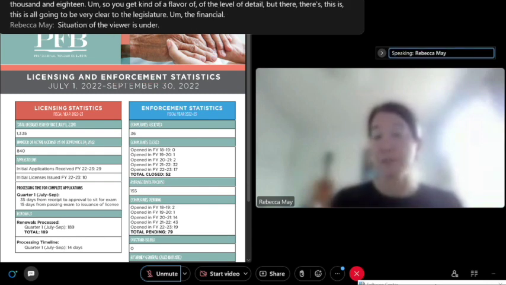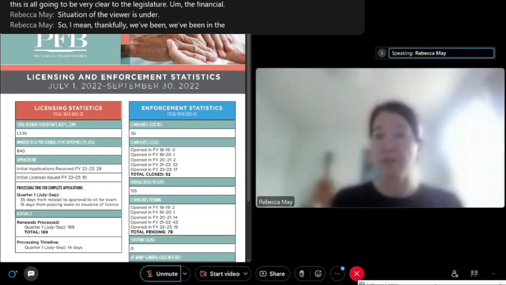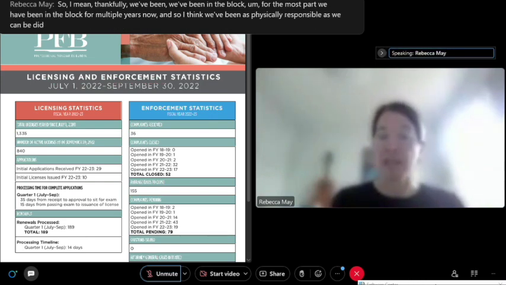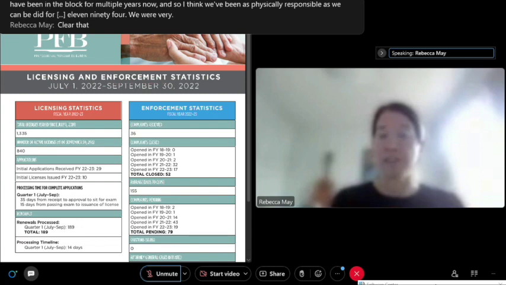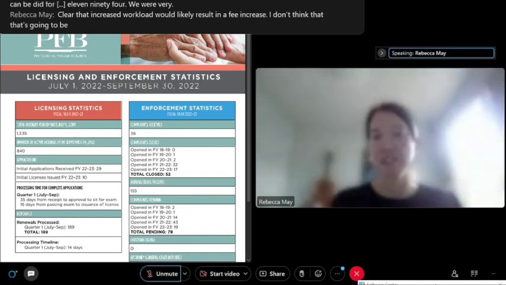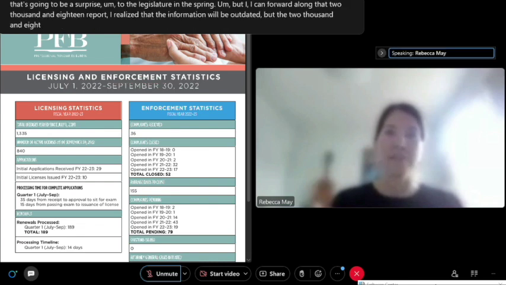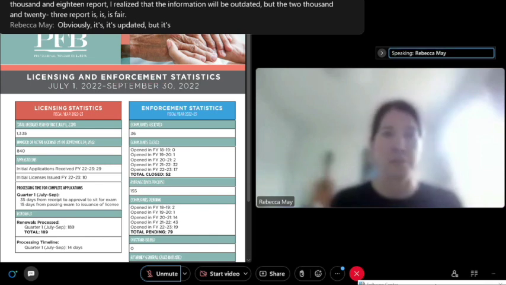So thankfully we've been in the black for the most part for multiple years now. And so I think we've been as fiscally responsible as we can be. In the negotiations for AB 1194, we were very clear that the increased workload would likely result in a fee increase. I don't think that's going to be a surprise to the legislature in the spring. But I can forward along that 2018 report. I realize that the information will be outdated, but the 2023 report is updated, providing almost all the same information.